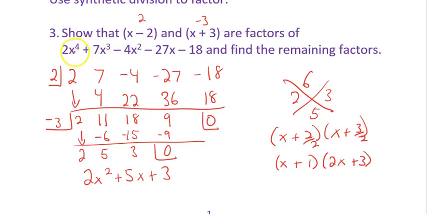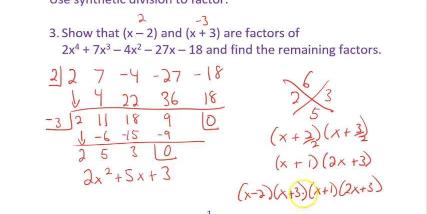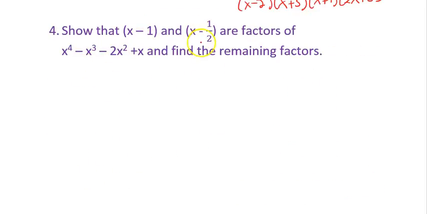So if I had to factor this polynomial out, I would have x minus 2, x plus 3 that they gave me, x plus 1, and 2x plus 3. In fact, if I multiplied all that out, I should get that polynomial that they have given here. Okay, so let's do one more of these.